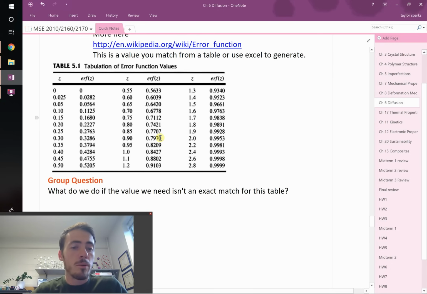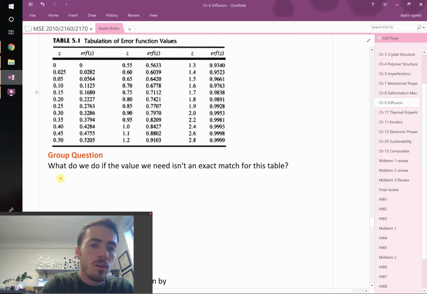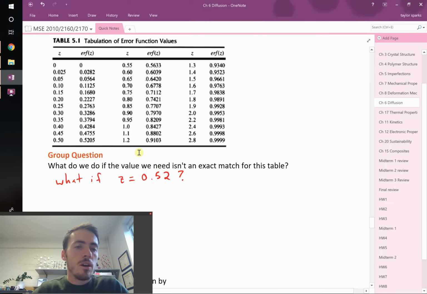So you can look these things up in this class. One of the problems is, if you don't have Wolfram Alpha or a calculator and you need to look something up, what happens if it's not shown on this table? Let's say you're doing a problem and you need to figure out the error function of something like 0.52. What if z, the value inside of our error function, equals 0.52? You look at the table and you say, oh, we've got 0.5 and we've got 0.55, but I don't have 0.52. So what do we do? You've probably seen this before in other classes, but we're going to do what's called a linear interpolation.